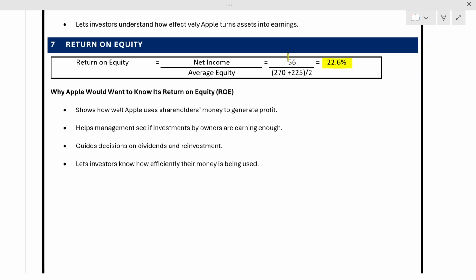So they will say that out of this $56, we will be distributing certain money as dividend. So dividend distribution decisions are also taken. And finally, efficient utilization of money, how much has been done, that is also being checked. So this is the return on equity.